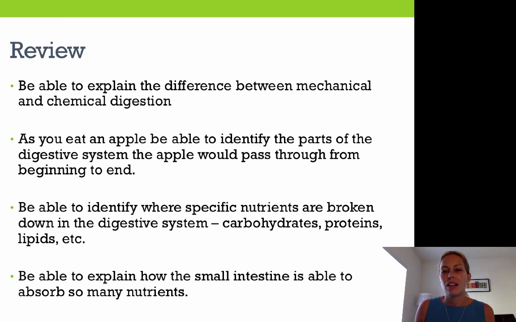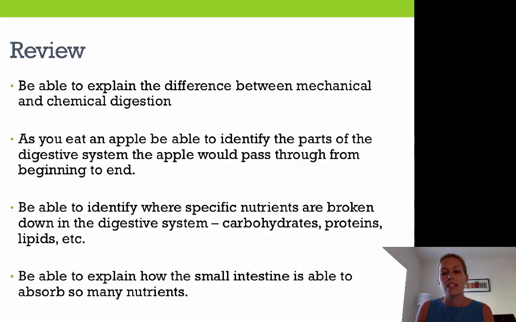Last but not least, having completed this video lecture, you should be able to explain the difference between mechanical and chemical digestion, both in the mouth, in the stomach, and in the small intestine. As you eat an apple, you should be able to identify the parts of the digestive system that the apple would pass through from the beginning to the end, and identify where that apple will be digested. There are specific parts in the digestive tract where the apple will be digested.